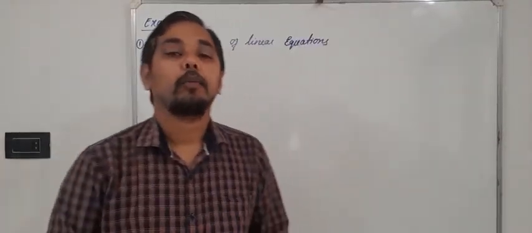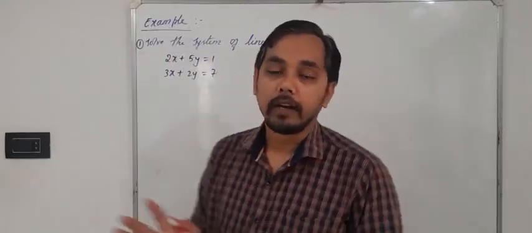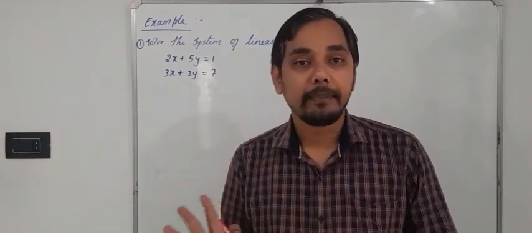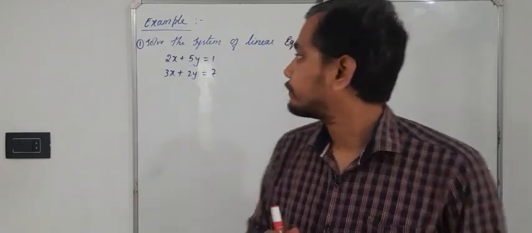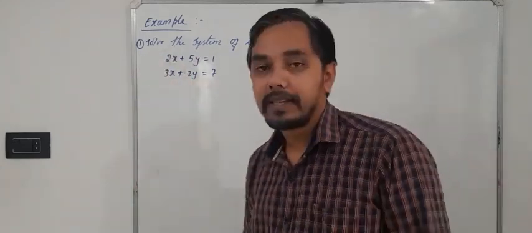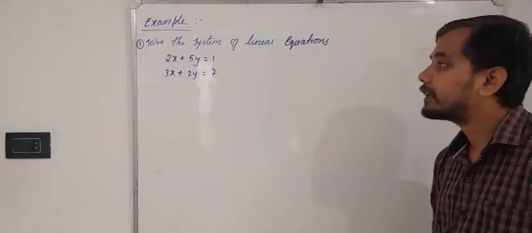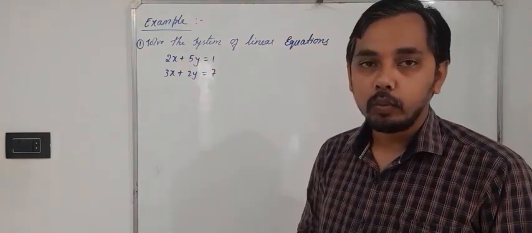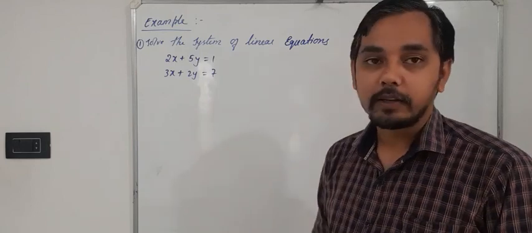So okay friends, I hope you have understood how to identify whether the system is consistent or inconsistent. So let us take up an example and verify that one. First example is: solve the system of linear equations. What is the system of linear equations? 2x plus 5y is equal to 1 and 3x plus 2y is equal to 1.